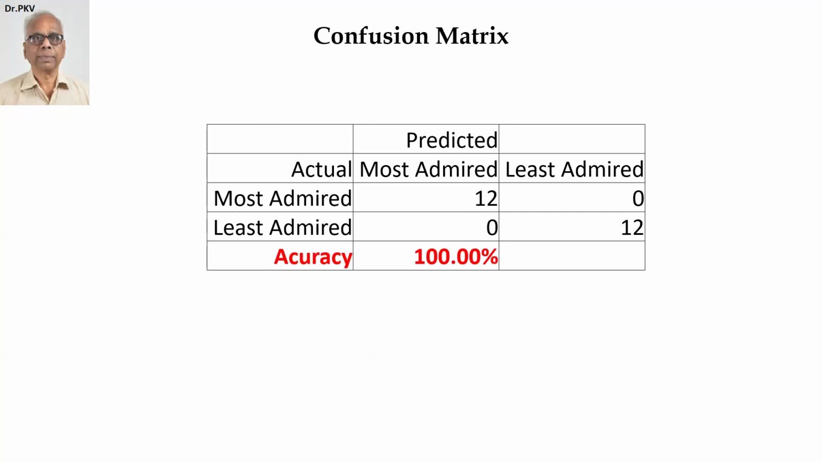Let's see the classification. 100% accuracy. All the 24 observations are correctly placed. Most admired 12, least admired 12, and accuracy is 100%, actual versus predicted confusion matrix. Of course, in every case, it will not happen. In this particular case, this has happened, and that is the beauty of support vector machine. The accuracy part, it addresses magnificently.